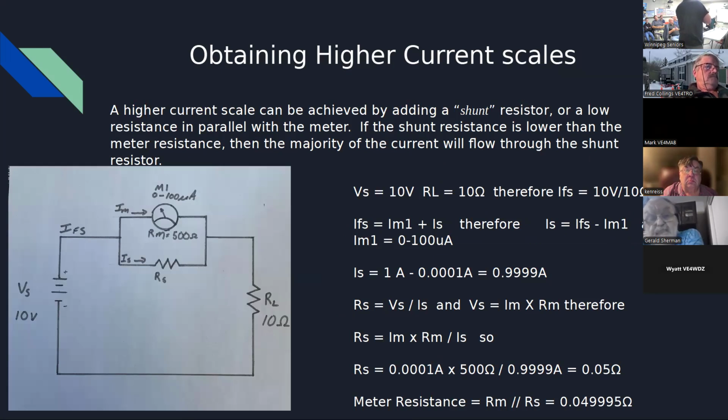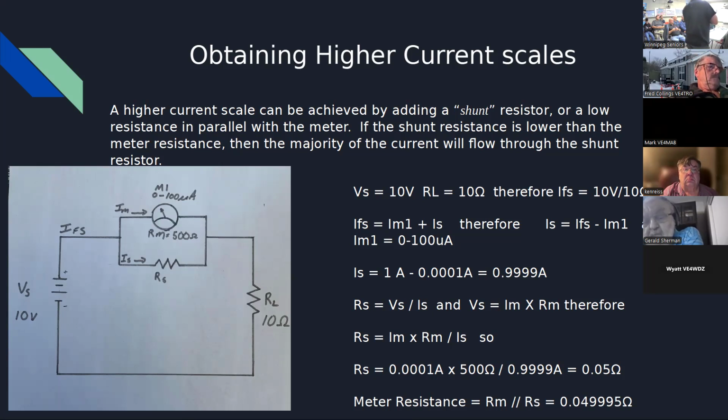So a higher current scale can be achieved by adding a shunt resistor, or low resistance, in parallel with the meter. If the shunt resistor is lower than the meter resistance, then the majority of the current will flow through the shunt resistor. So essentially, as you see in our diagram here, we have our meter, which shows full scale deflection is around 100 microamps.